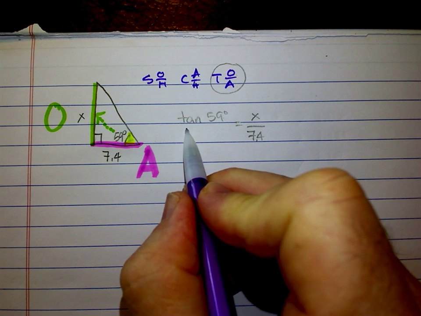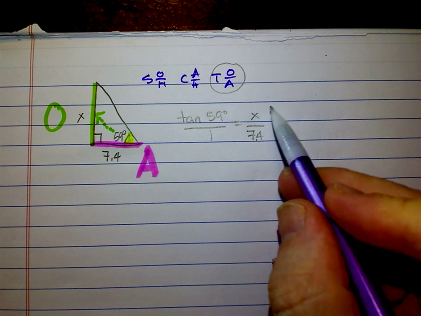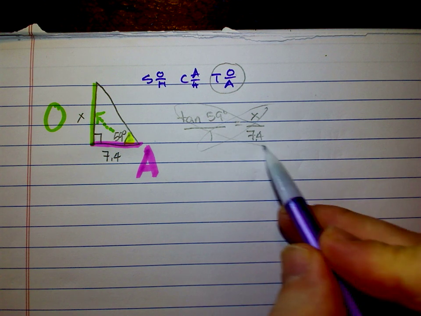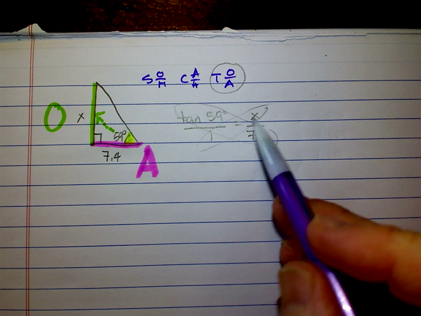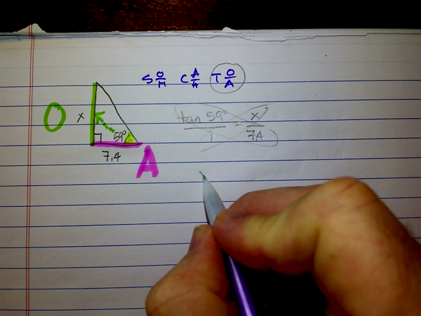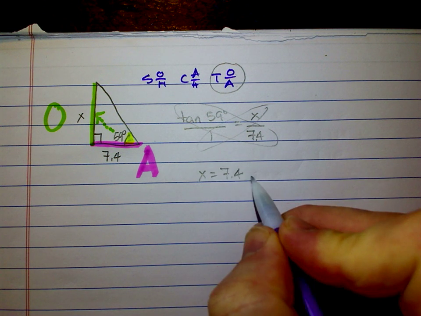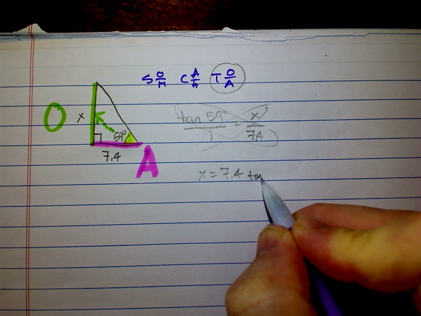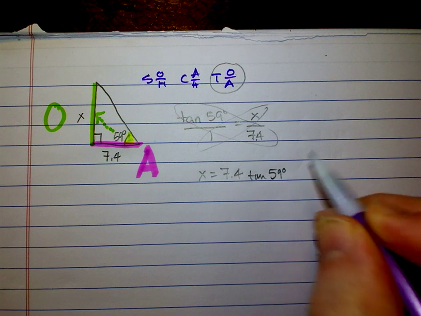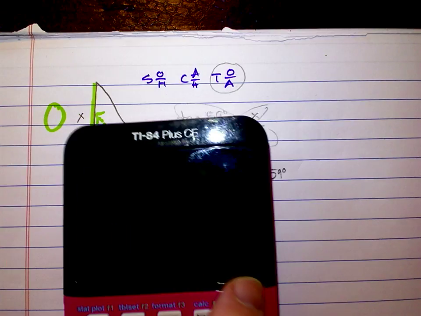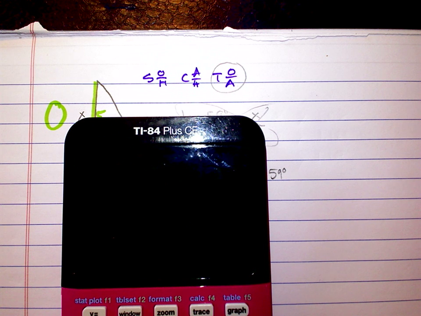We're going to write this as a ratio to use our middle school math of cross multiplying and dividing. In this case, it'll be x times 1, or just x, equals 7.4 times the tangent of 59 degrees. Next, we're going to go to our calculator. I'm using this calculator. You can also do this on Desmos.